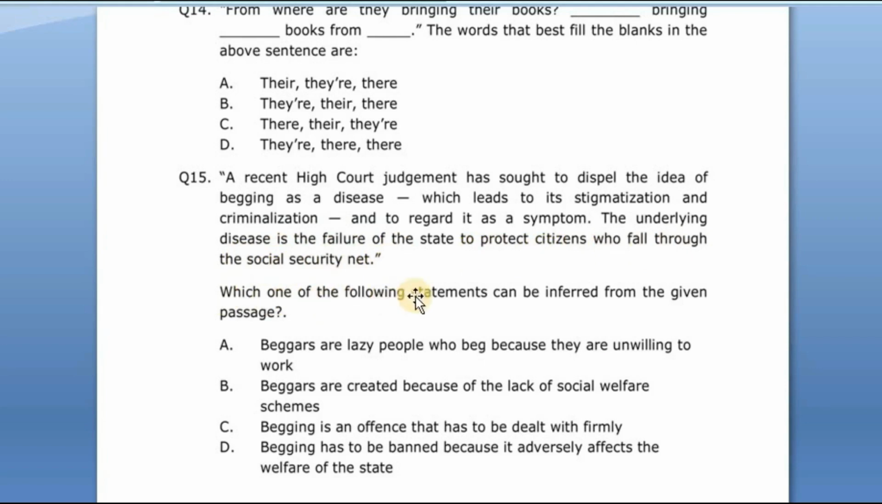Option A, beggars are lazy people who beg because they are unwilling to work. B option, beggars are created because of the lack of social welfare schemes. C, begging is an offense that has to be dealt with firmly. And D, begging has to be banned because it adversely affects the welfare of the state.